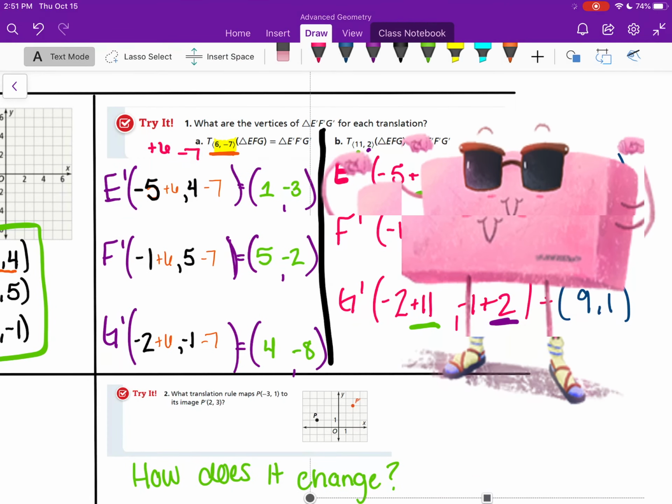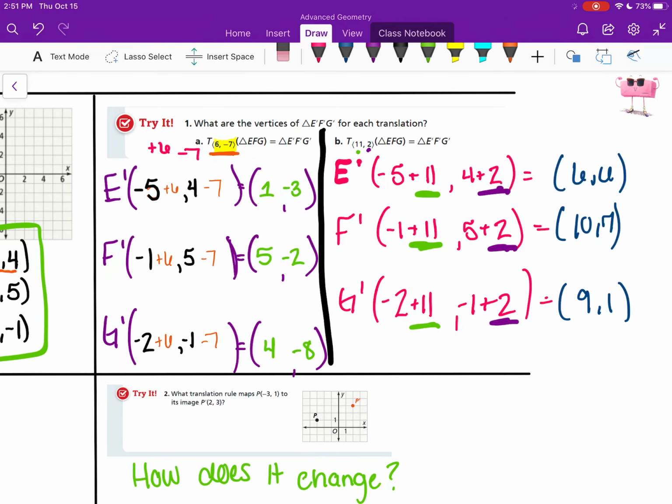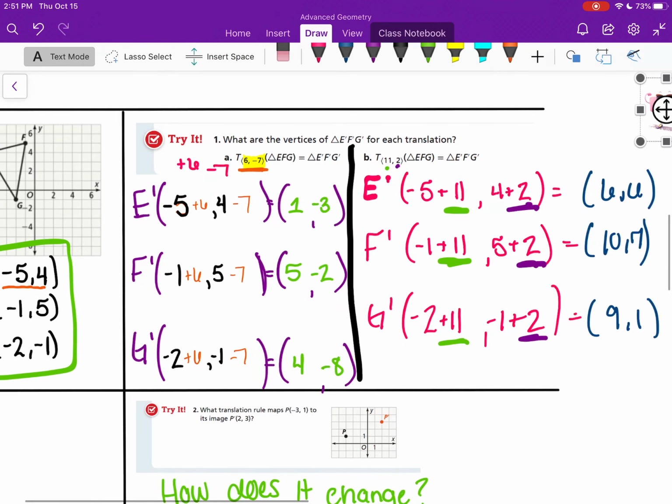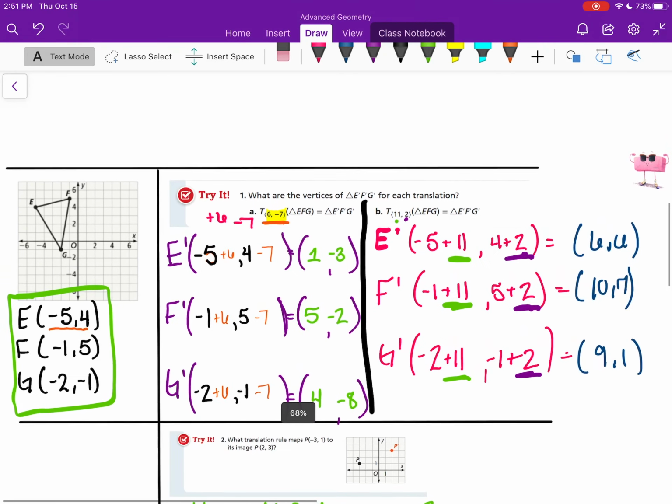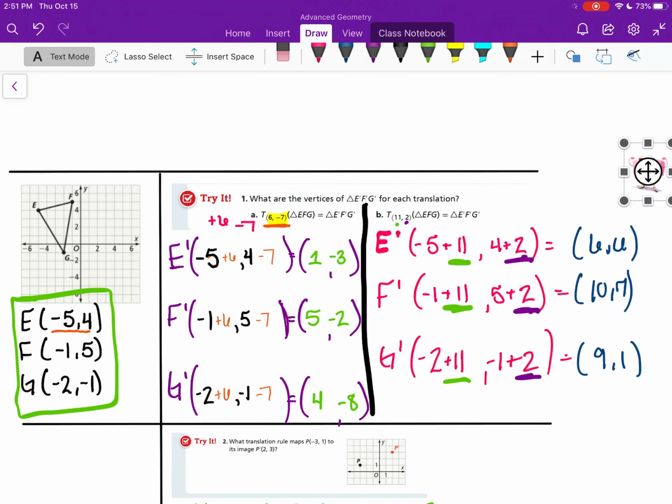All right, let's check it. We should have added 11 to our x values. We should have added 2 to our y values, which would give us an E prime at 6, 6, an F prime at 10, 7, and a G prime at 9, 1. How'd you do? Hopefully well. If not, rewind, try again.